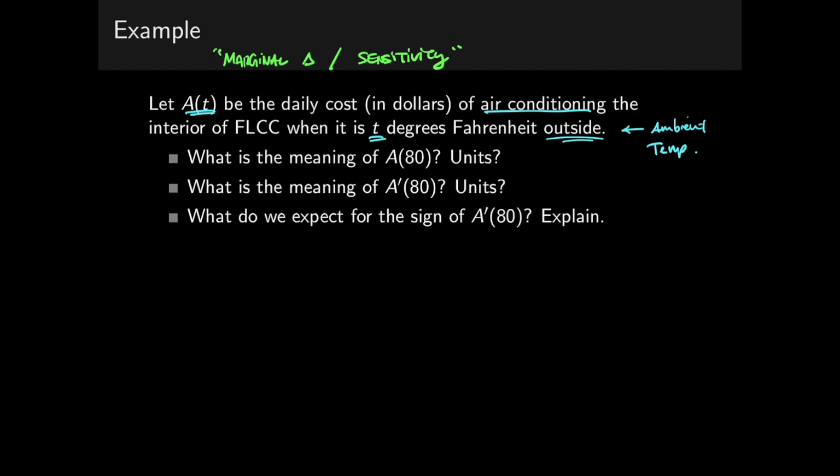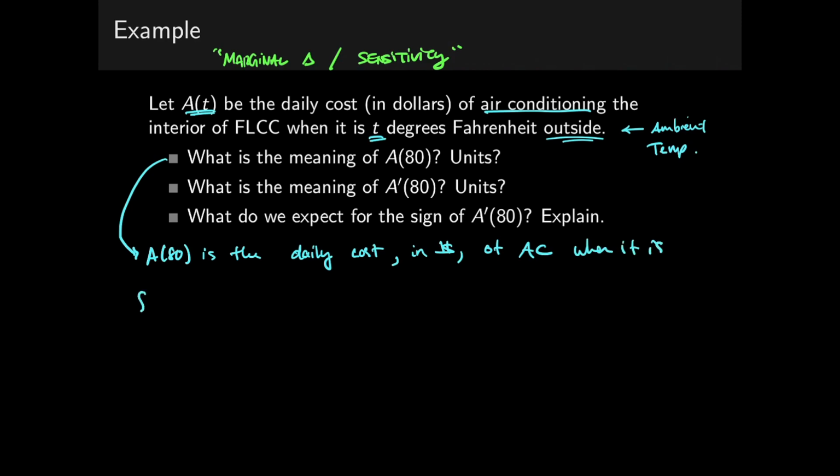So let's start here with interpreting this function notation again. What is A of 80? A of 80, well, we input 80. The input is degrees. The output is cost. So A of 80 is the daily cost in dollars of AC when it is 80 degrees outside.